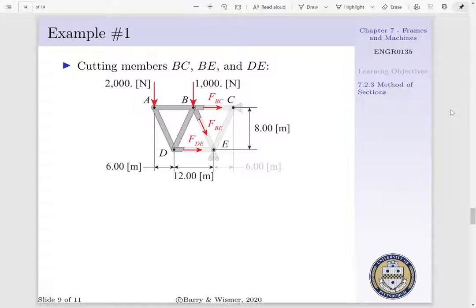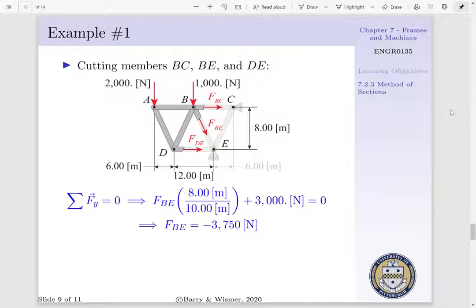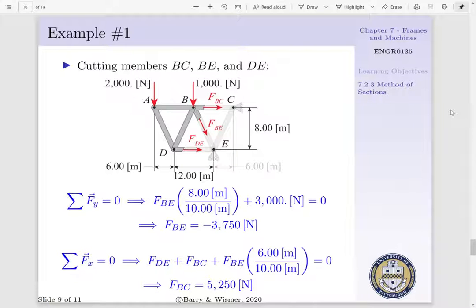Now we can move through and cut members BC, BE, and DE. Applying the summation of forces in the y direction, we'd have FBE times sine of theta, which is 0.800, plus 3,000 newtons. The sum of our applied loads is equal to 0. We find FBE to be equal to minus 3,750 newtons. With this value, we can apply the summation of forces in the x direction. We'd have FDE plus FBC plus FBE times cosine of theta, which is expressed as 0.600, and recalling that we just solved for FBE, and we have a value of FDE, we can solve FBC as 5,250 newtons.